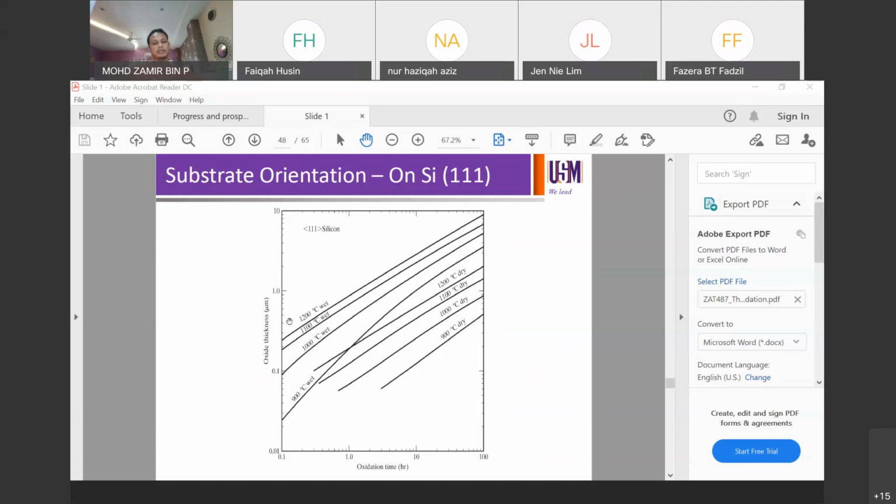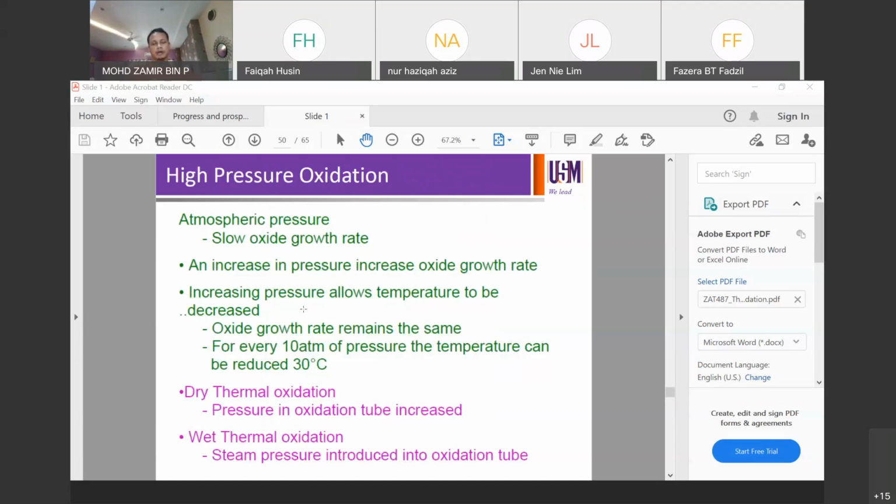So kalau you increase the temperature, you're gonna end up with higher growth rate, therefore higher thickness, and you also have pressure to play with. So if you run at higher pressure, you're also gonna end up with higher thickness due to higher oxidation rate. So bila you ada dua parameter tu, you can actually play around with those. So if you can run higher pressure, you can actually reduce the temperature a little bit in order to deliver the same oxide thickness. So you can play around.